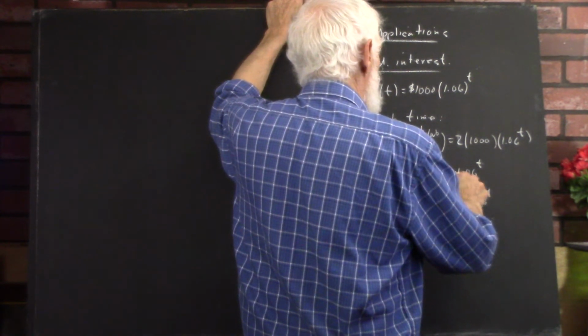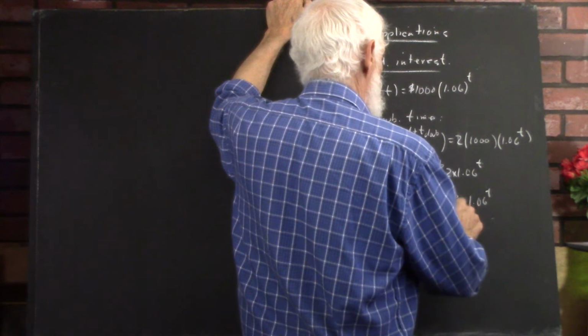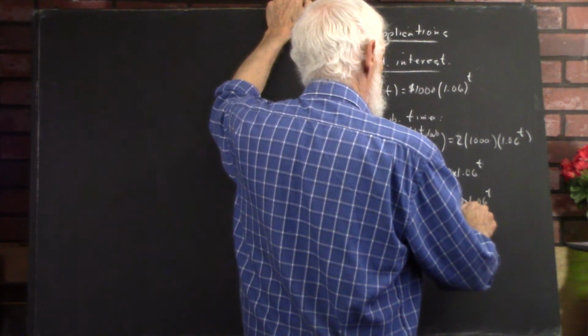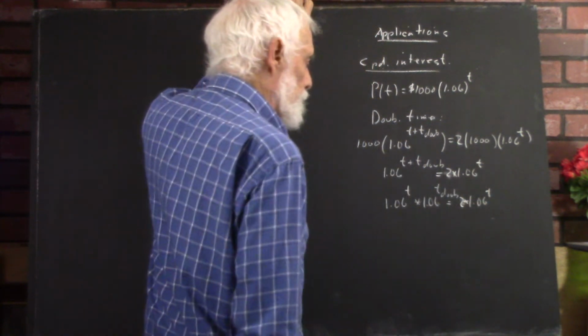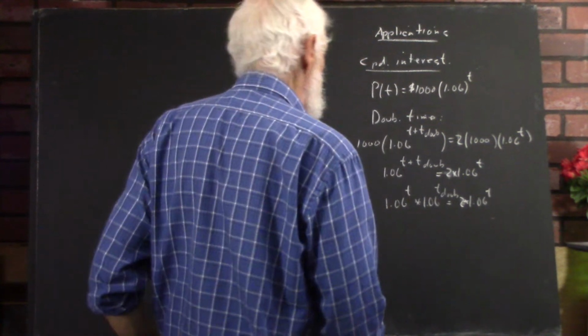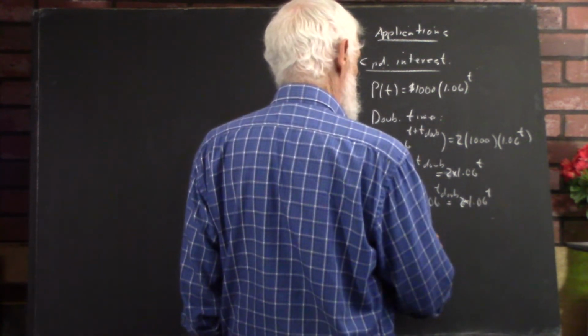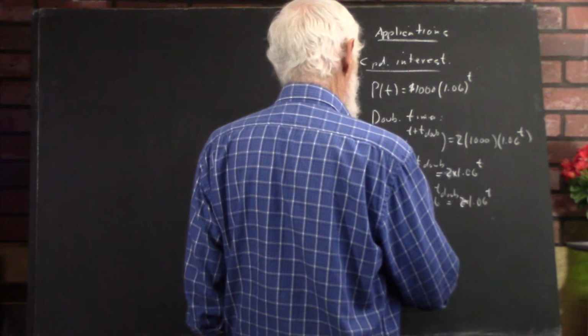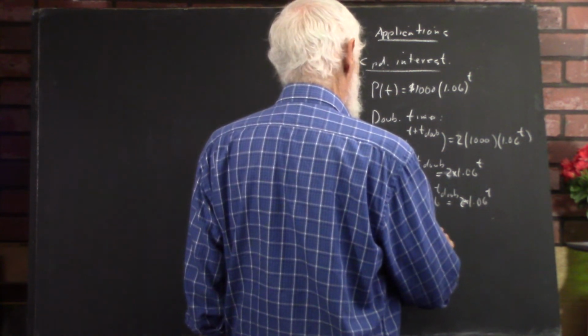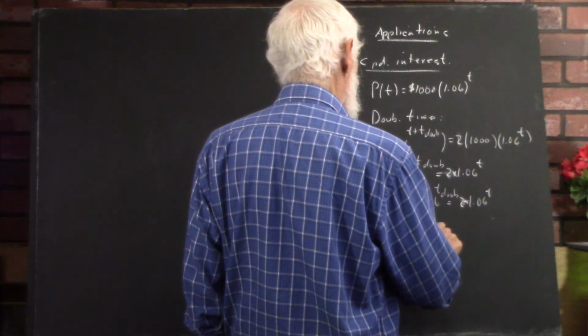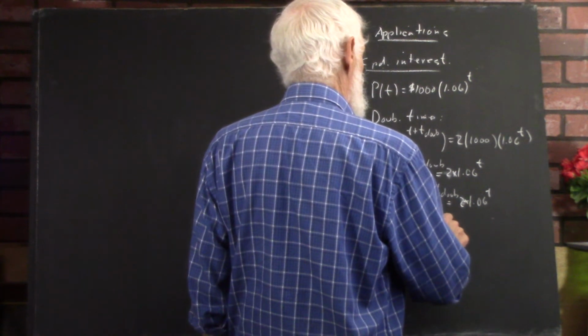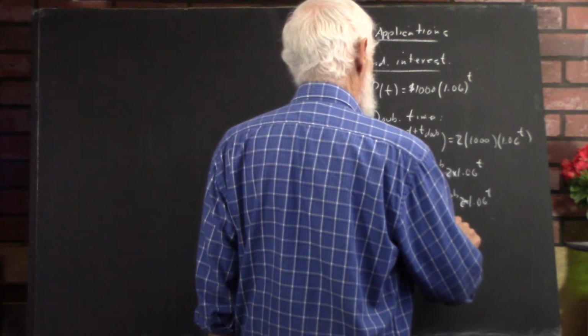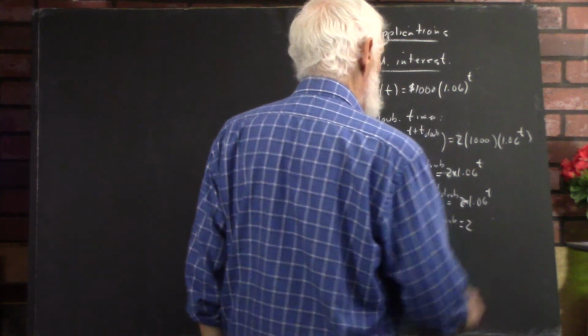At least, if we forget to write our 2, we get what I just wrote. But if we write our 2 in there, we get this. And then we divide by 1.06 to the t. Run through the details. At least do them in your head. Make sure you're doing the right thing. We get 1.06 to the t dub equals 2.